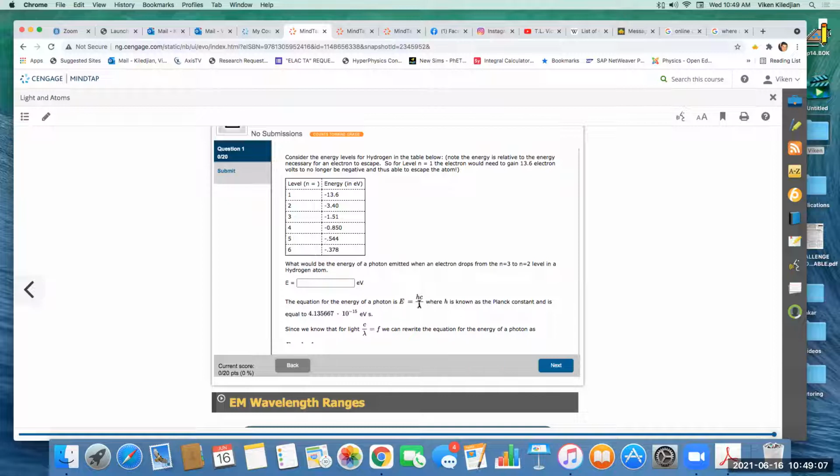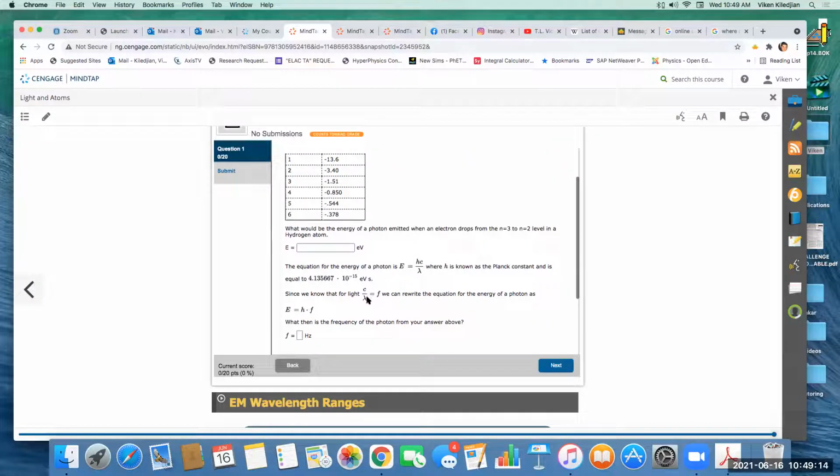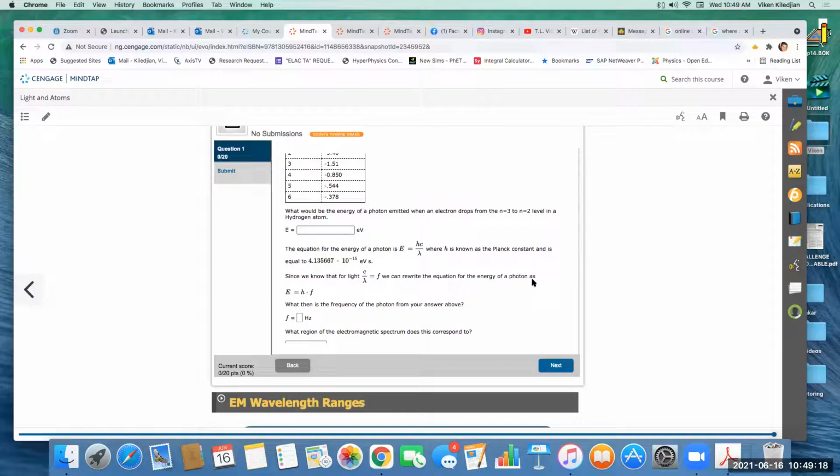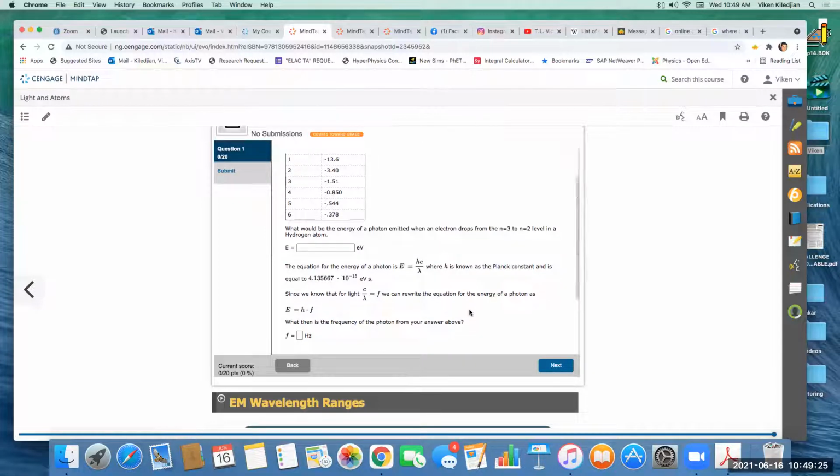So the equation for the energy of a photon is E equals hc over lambda, where h is known as Planck's constant. Since we know that for light f is c over lambda, we can rewrite the equation for the energy of a photon as hf. What then is the frequency of the photon from your answer above? If you know the energy, then you can calculate the frequency by using Planck's constant, h.